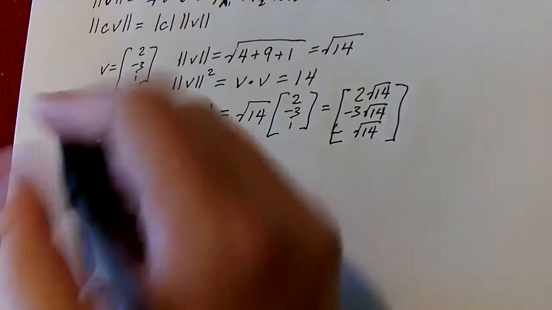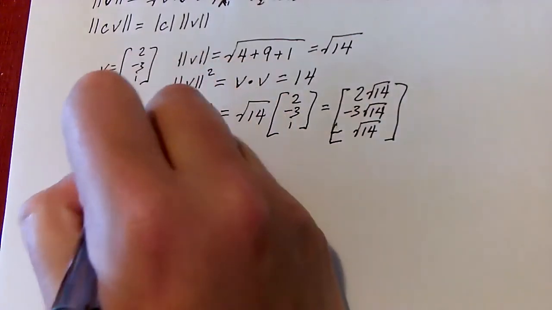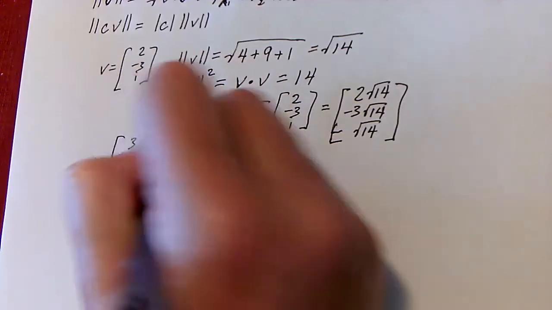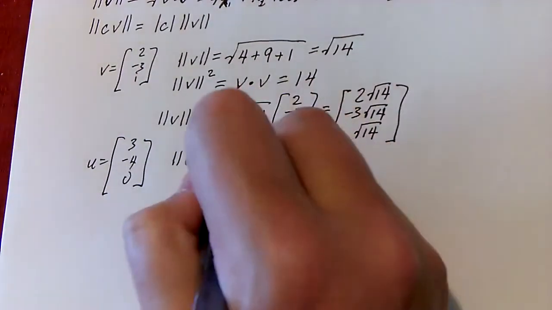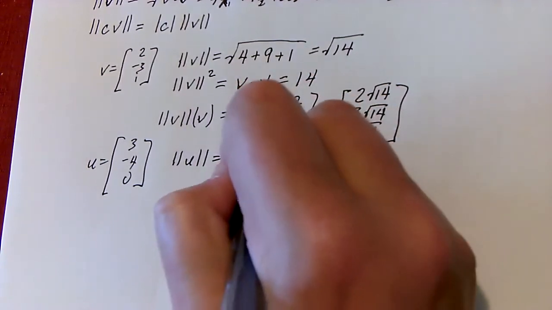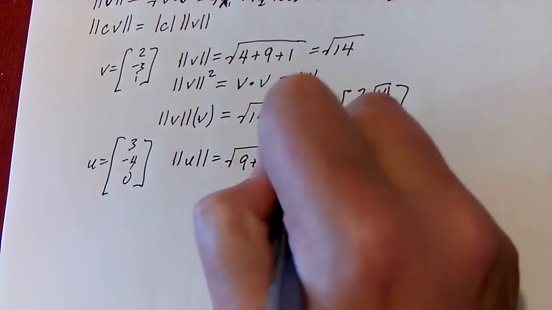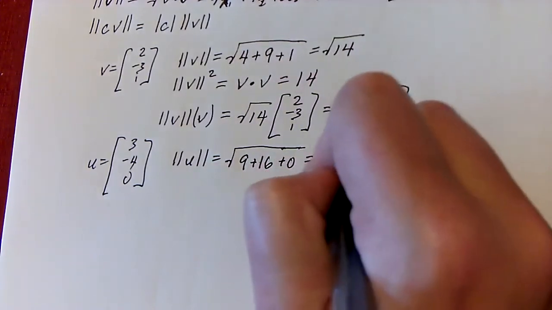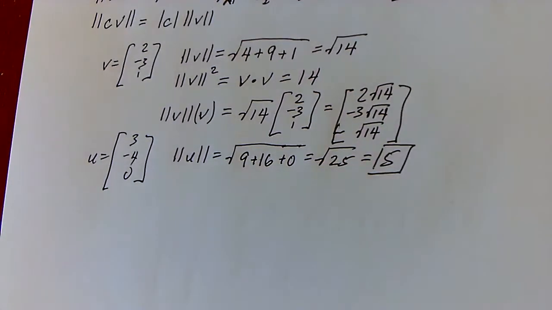All right, so let's do one more here. I'm going to have a vector u. My vector u is 3, -4, and 0. So the norm of u will be equal to the square root of 3 squared, which is 9, -4 squared, which is 16, and then 0 squared, which is 0. So that's the square root of 25, which is actually a nice, easy number for us to compute. So the norm of u there is 5.